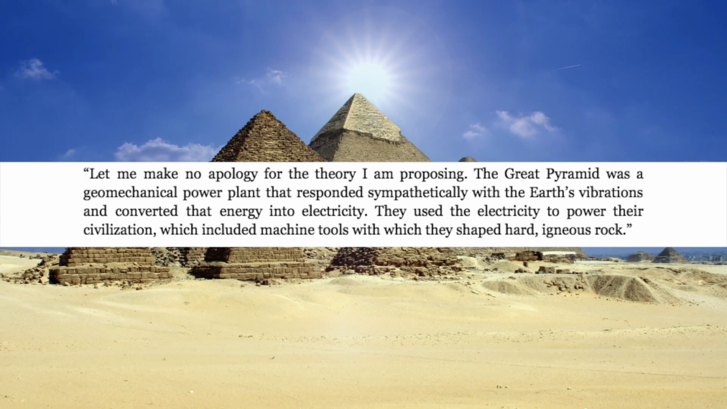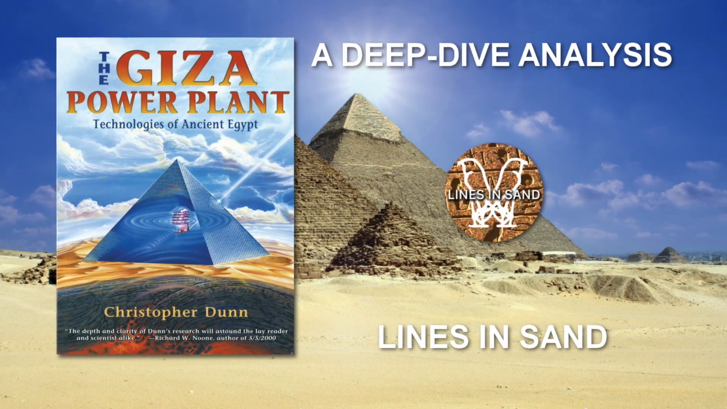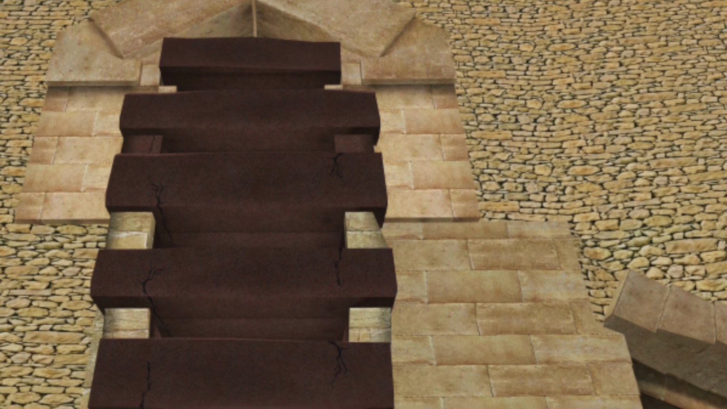Dunn writes, "Let me make no apology for the theory I am proposing. The Great Pyramid was a geomechanical power plant that responded sympathetically with the Earth's vibrations and converted that energy into electricity. They used the electricity to power their civilization, which included machine tools with which they shaped hard igneous rock." That is to say, then, that the King's Chamber itself is a great big transducer. It takes the energy from the Earth and converts it into usable power.